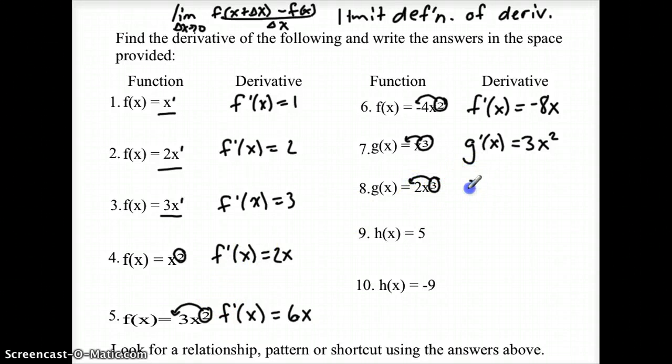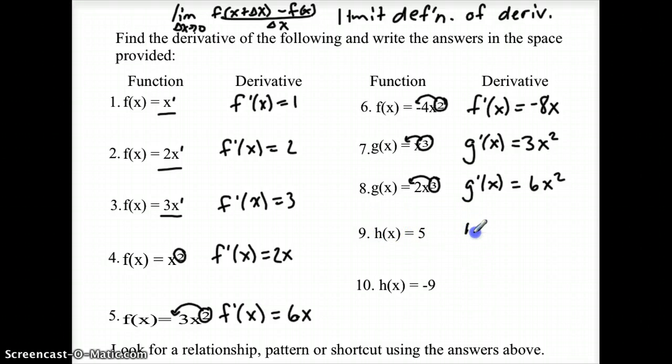What about this one? The actual derivative of g of x is 6x squared. Does it follow the pattern? Put the 3 out in front. 3 times 2 gives you the 6. Decrease the exponent. Subtract 1 from it, you get x squared. Yep, looks like it works.